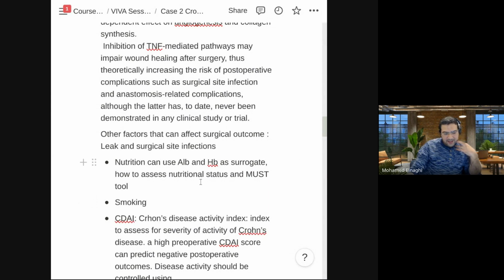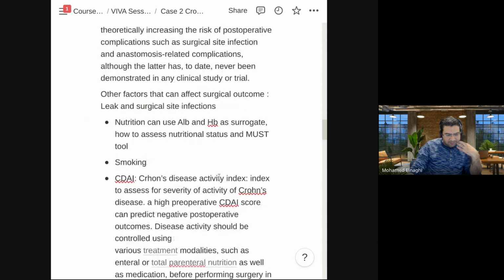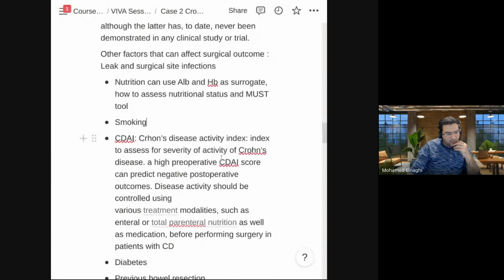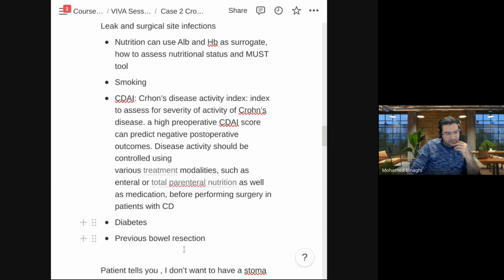Also, the Crohn's disease activity index. It is not, I would say, very well mentioned, but just read about it, just know what it is. Okay, it's not completely important to know. Diabetes and the previous bowel resections. So these are the main 5 risk factors that have been shown to have impact on the outcome after surgery for inflammatory bowel disease: nutrition, smoking, Crohn's disease activity index, diabetes, and the previous bowel resection.